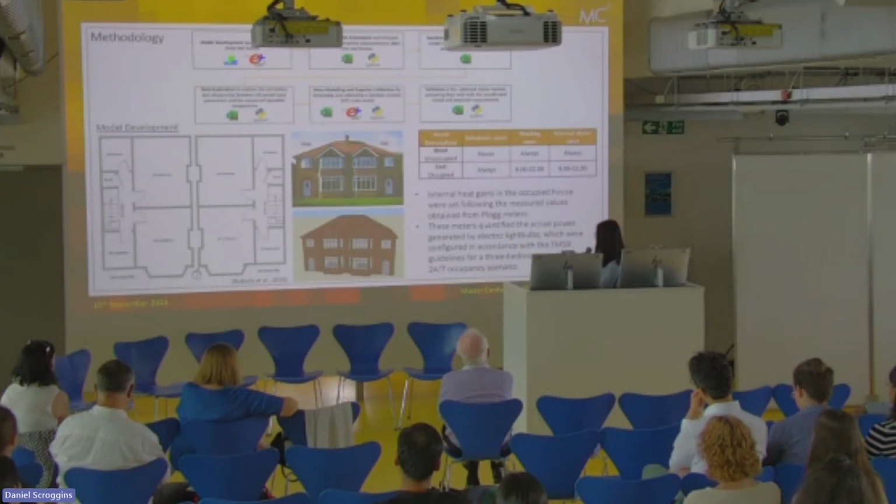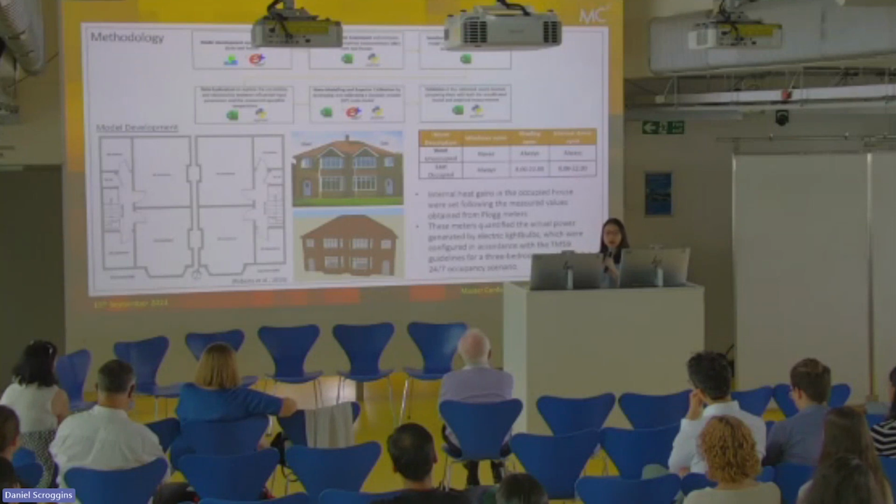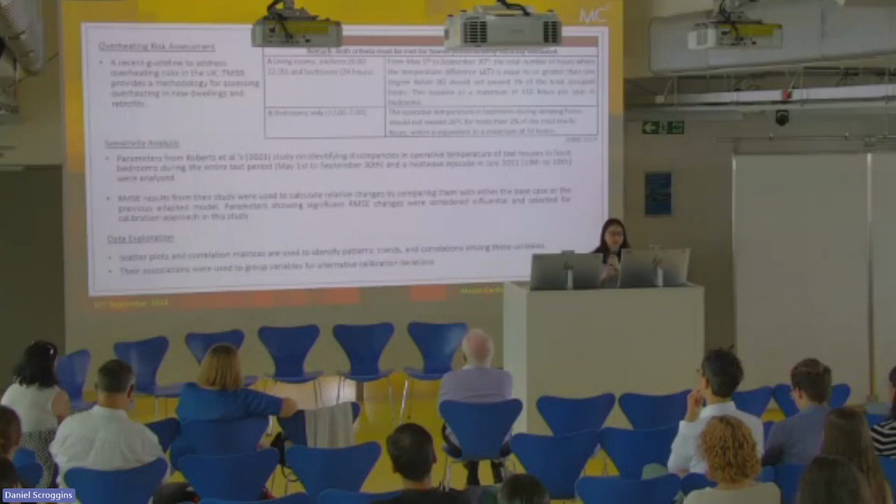Synthetically occupied means that the internal heat gains and schedule in the house were set following the measured values obtained from the plug meters. So in the east house, the internal heat gains were set following TM59. And the data set to the models was taken from the plug meters, which is quantified from the actual power that the light bulbs generated. And in this table are the schedules for the unoccupied and occupied houses. Then let's move on to the next one.